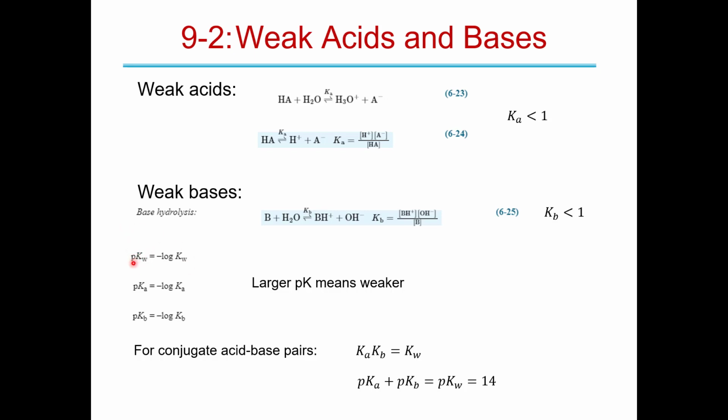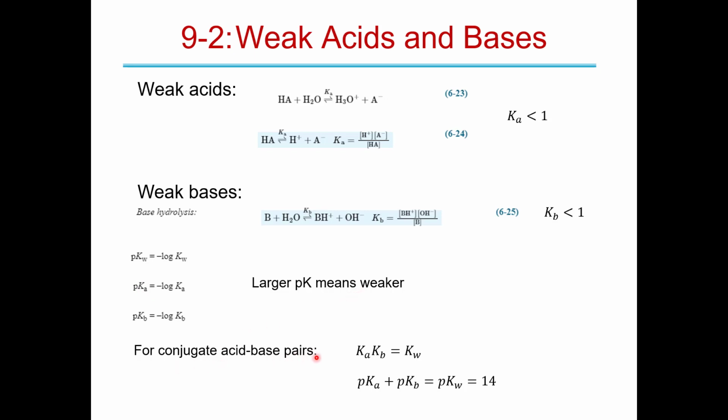Sometimes we will talk about pK values. P, remember, is just the negative log of whatever comes after it. So pKw is the negative log of Kw, pKa is the negative log of Ka, and pKb is the negative log of Kb. Sometimes we will talk about the pKa of a weak acid. Just a reminder that when we're looking at these negative logs, we're sort of looking at the exponents on the Ka value. So larger pKs mean weaker acids or bases. If you have a pKa of 3 versus a pKa of 12, the one with the pKa of 12 is a much weaker acid than the one with a pKa of 3. Just keep that in mind.